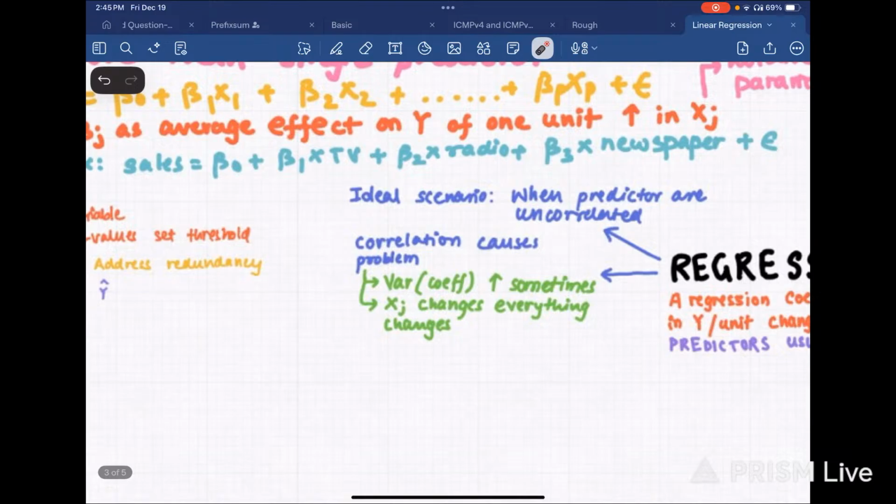Correlation causes problems. One problem is that the variance of the coefficient sometimes increases. When the coefficient variance increases, that creates a problem. The next problem is that when xj changes, everything changes.